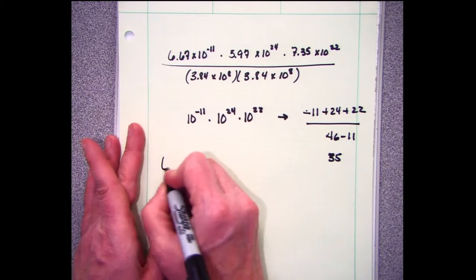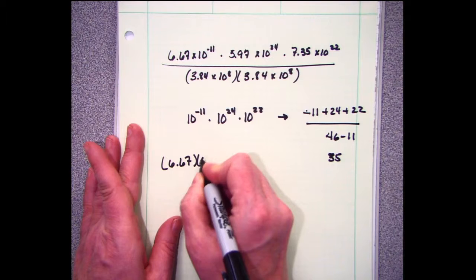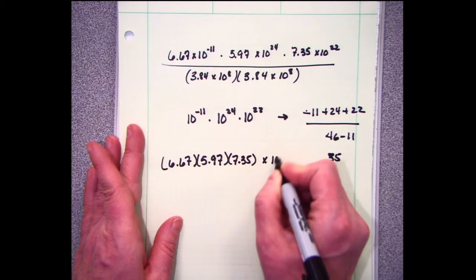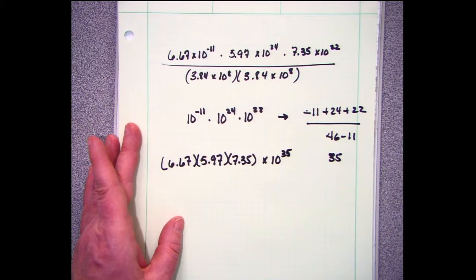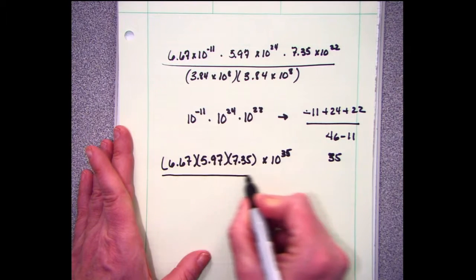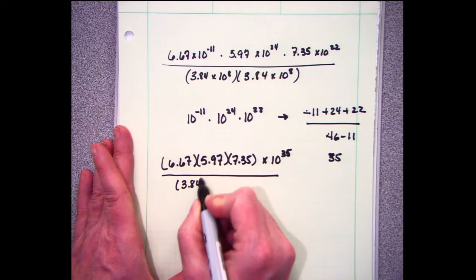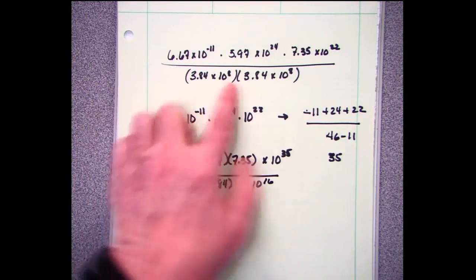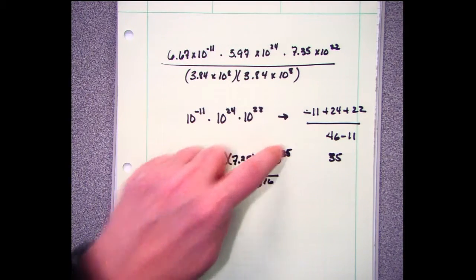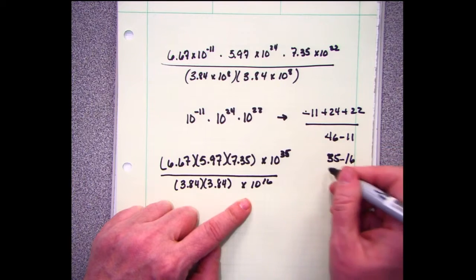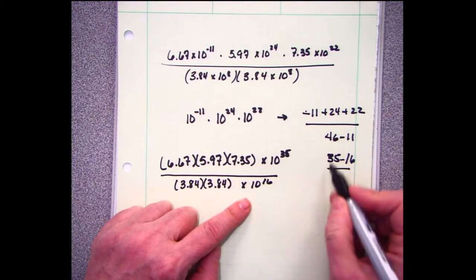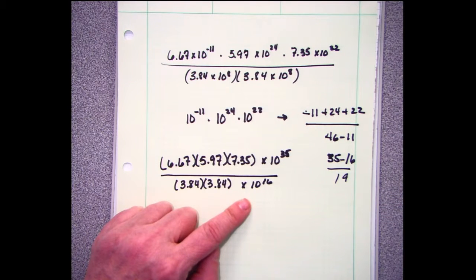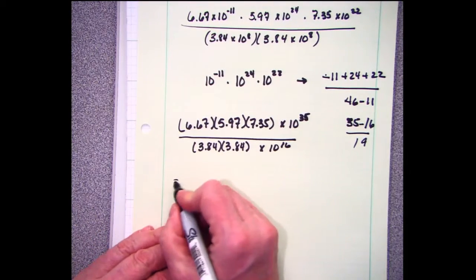On the bottom, I'm going to get 3.84 times 10 to the 16, because 8 plus 8 is 16. So if I do 35 and 16, that's 35 minus 16, which is going to give me 19, right? So my answer is going to be 6.67 times 5.97 times 7.35 divided by 3.84 times 3.84 times 10 to the 19.